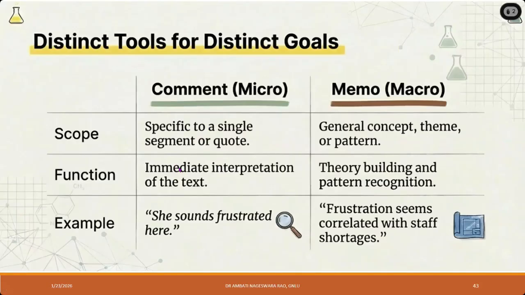Okay. The main function of the comment is immediate interpretation of the text. While reading the interview transcript, while doing the analysis, you are going to interpret the text immediately. Whereas with the memo, you're going to look at relations and associations. At the end, you're going to connect all the dots and come up with a theory out of your research work. Example: she sounds frustrated here. Whereas here, frustration seems correlated with staff shortage. So you're able to come up with some insight into why this is happening.